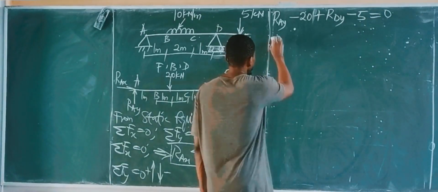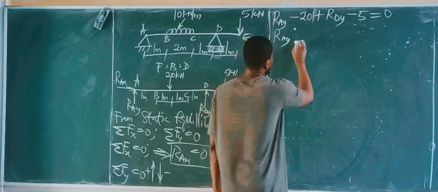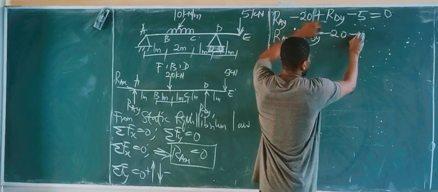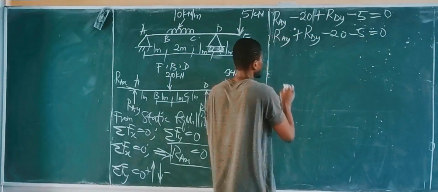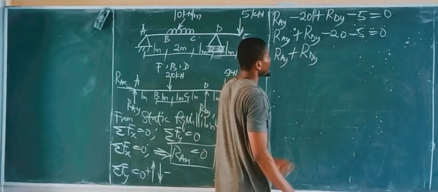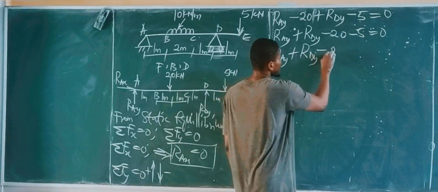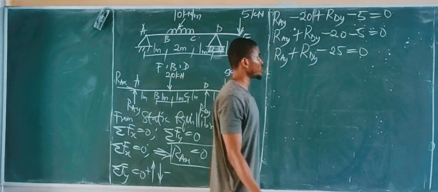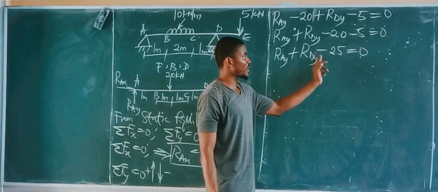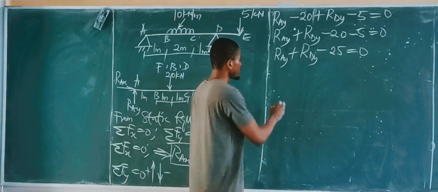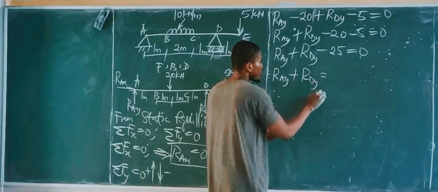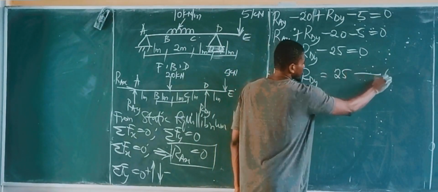So we collect like terms now: RAY plus RDY, minus 20 minus 5, which is simply minus 25, is equal to 0. Simply send minus 25 over to the other side of the equation; the negative sign becomes positive across the equal sign. So we have RAY plus RDY equal to 25. Call this equation 1.